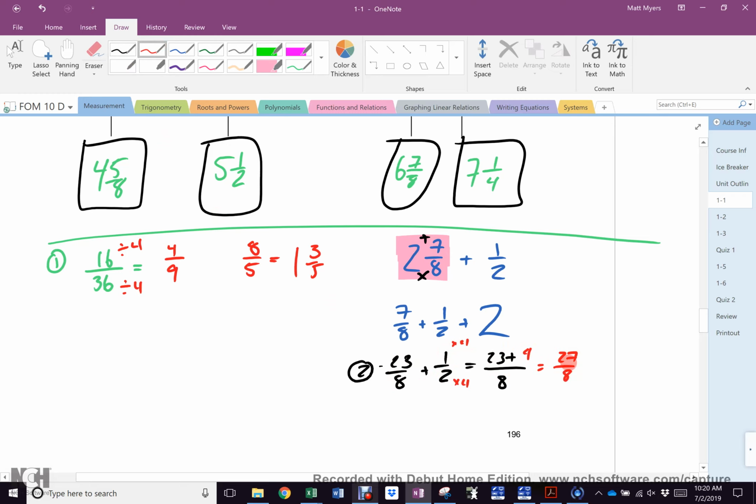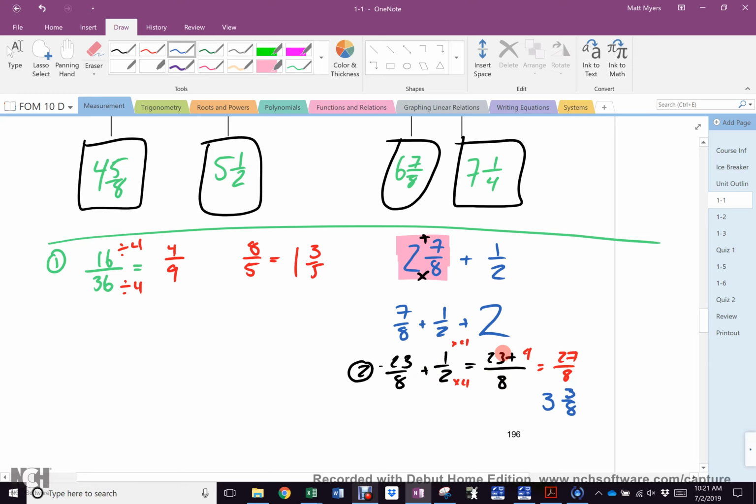Could you hand that in to me? Would I be okay with that? Me personally? Yes. Would most of your other teachers? What would they want there? They would want simplified to a mixed fraction, right? Which would be 3 3/8. Yeah? Everybody cool? What if this was subtraction? Does anything change? No, I still find the same denominator and I subtract instead of add.